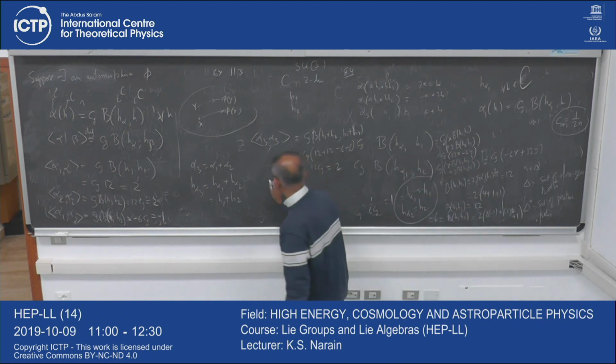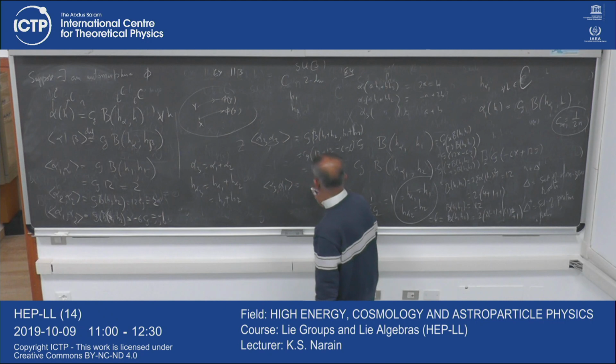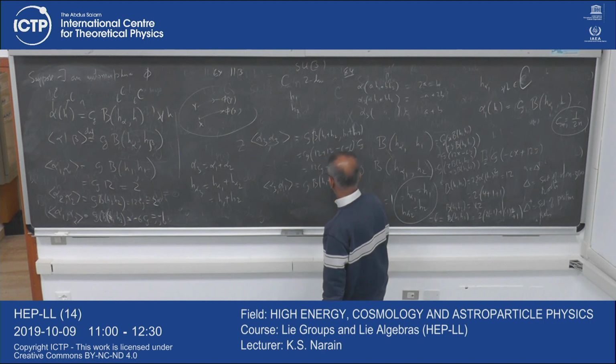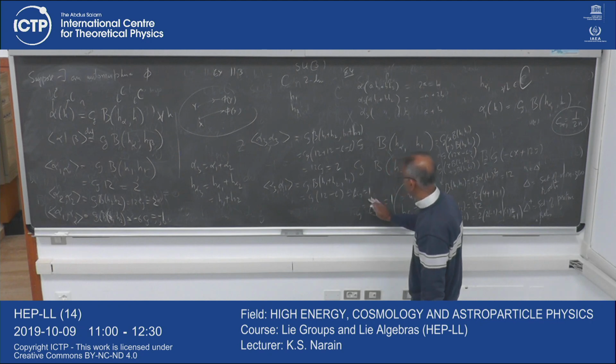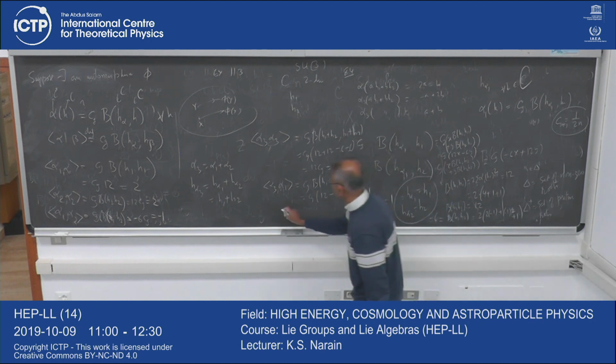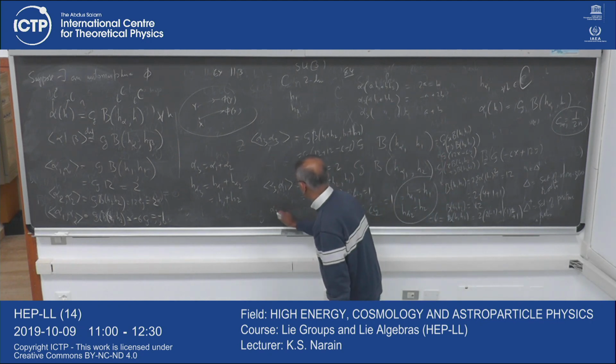And again you can check alpha 3 with alpha 1. Alpha 3 with alpha 1 is CG B of H1 plus H2, comma H1, which is CG times 12 minus 6, so it is 6 CG, which is 1. And finally alpha 3 with alpha 2, this is the last one, right?